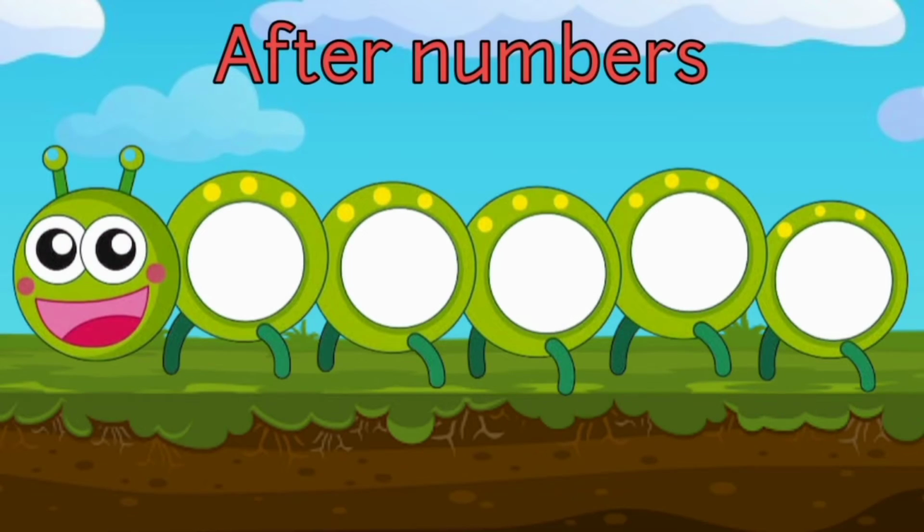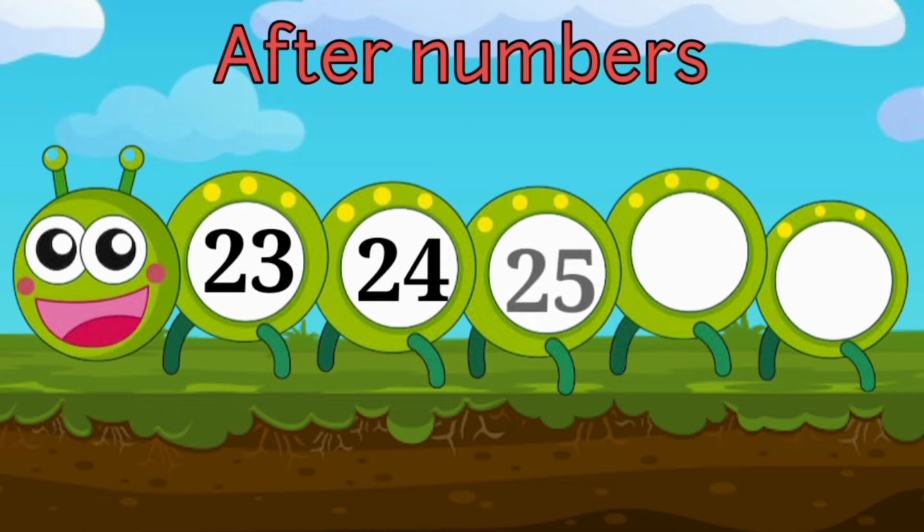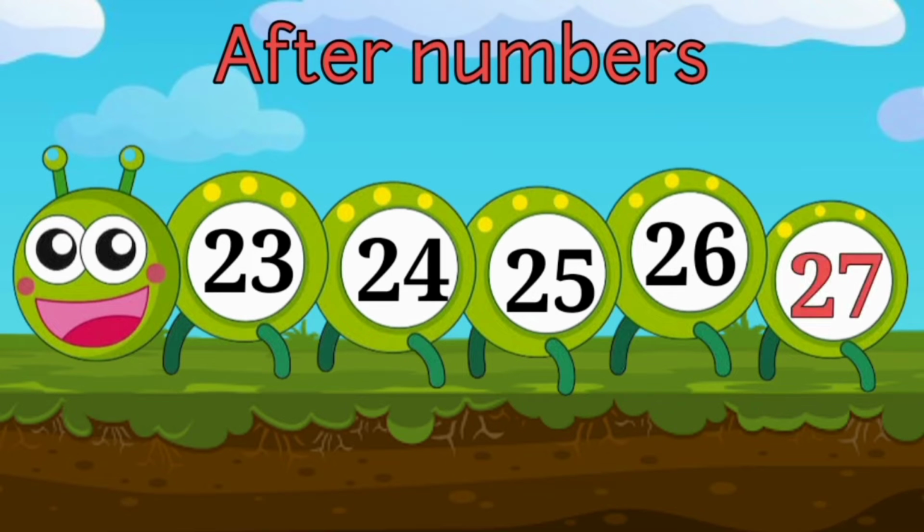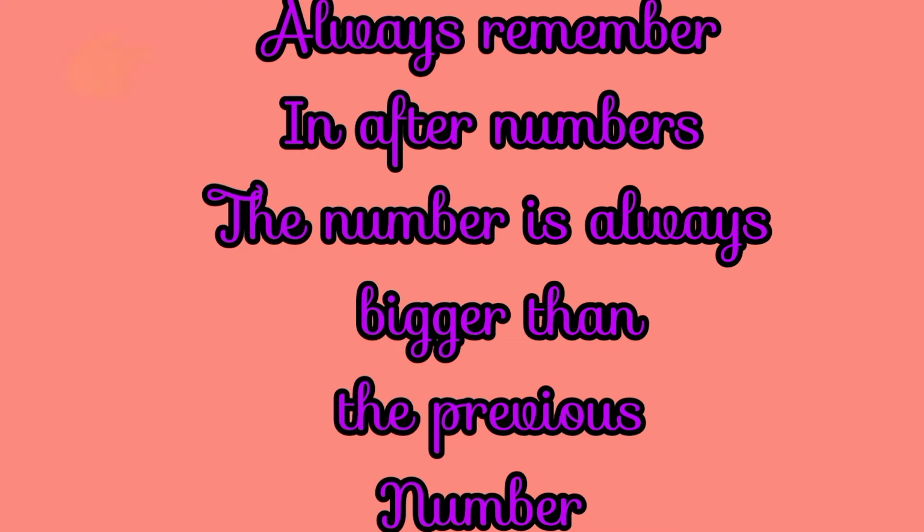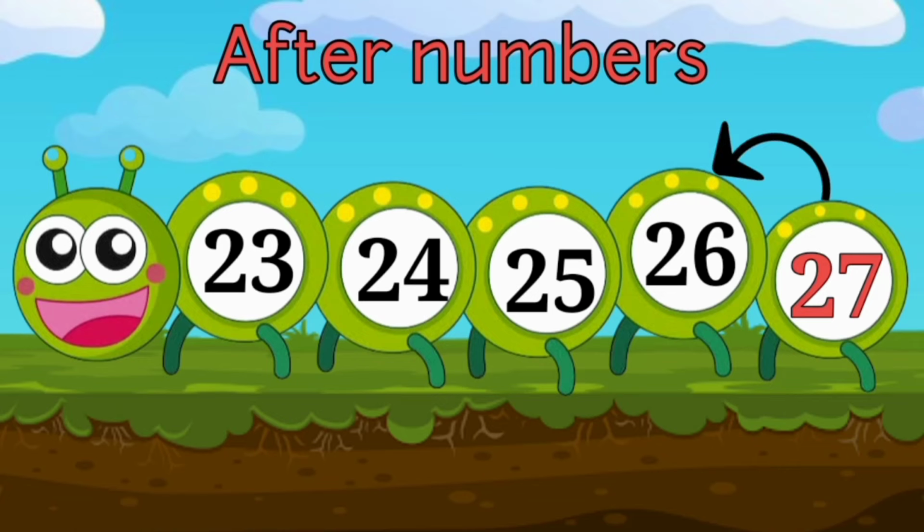Now students, do you see this caterpillar? In this caterpillar we have 23, 24, 25, 26. Now which number will come after 26? Yes, 27. Always remember, in after numbers, the number is always bigger than the previous number. In this, the 27 is bigger than the 26.